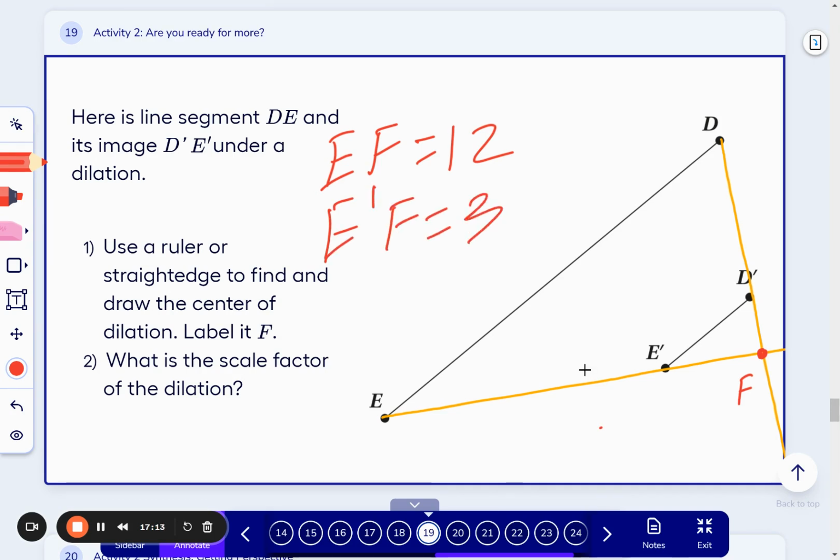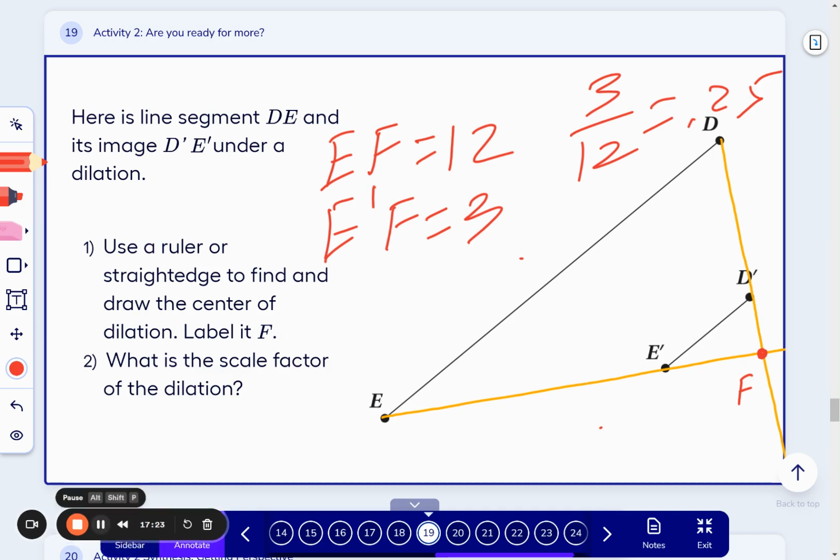So that would mean 3 divided by 12 is 0.25. Oh, this thing doesn't let me pause. Okay, let's finish up this.